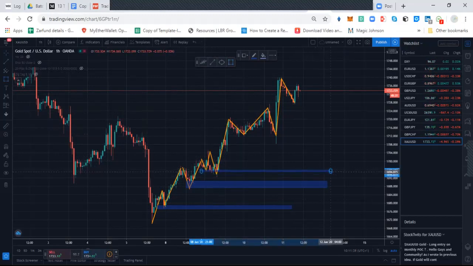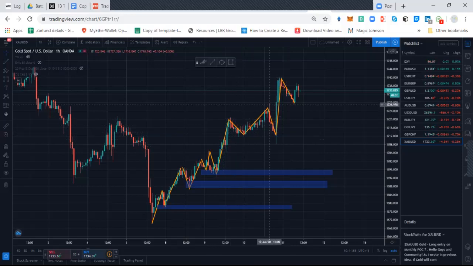We have another structure here. And then this moved up all the way there. And then once it gave us a move up here, pulled back, once we see this high, which is higher than this high, this becomes a structure. This is now a structure.